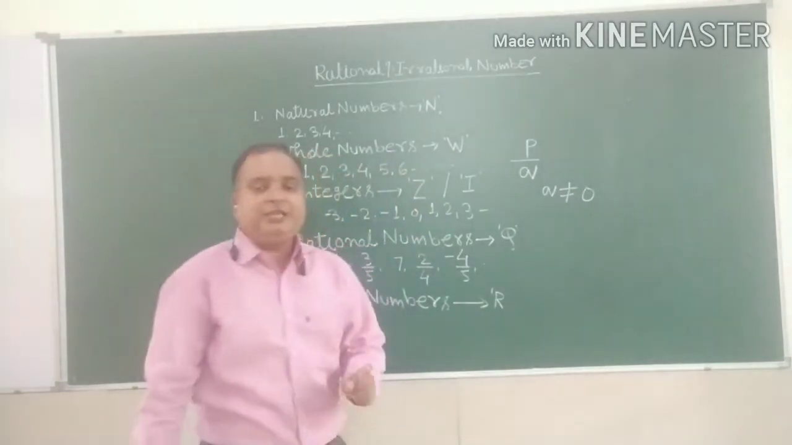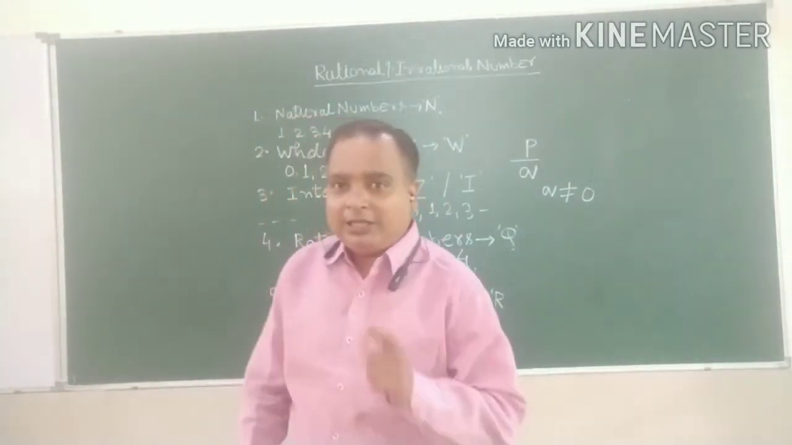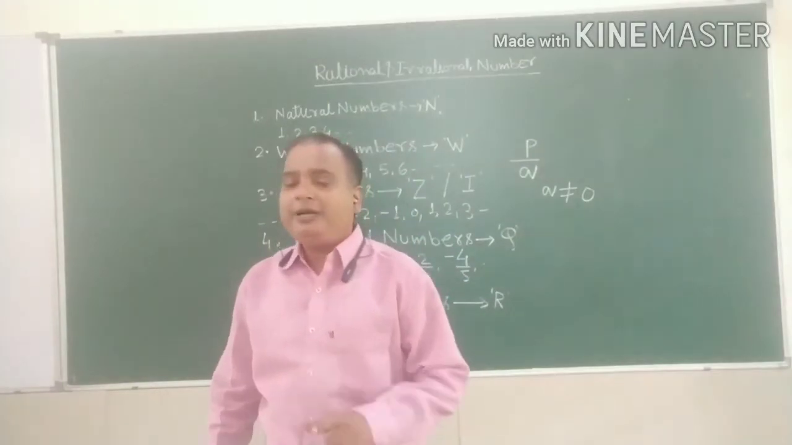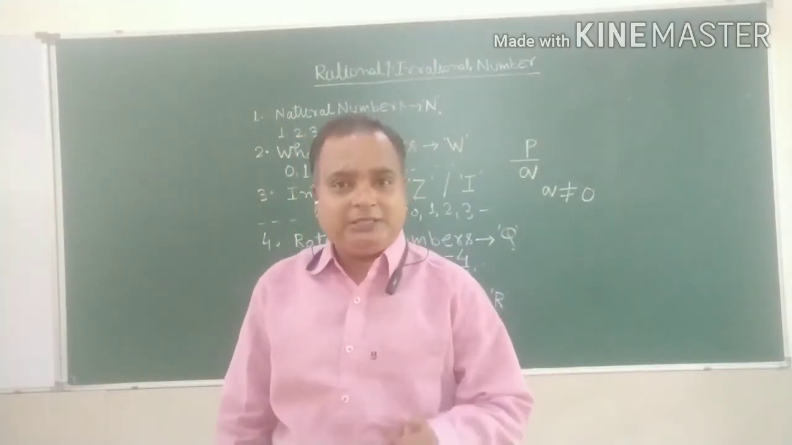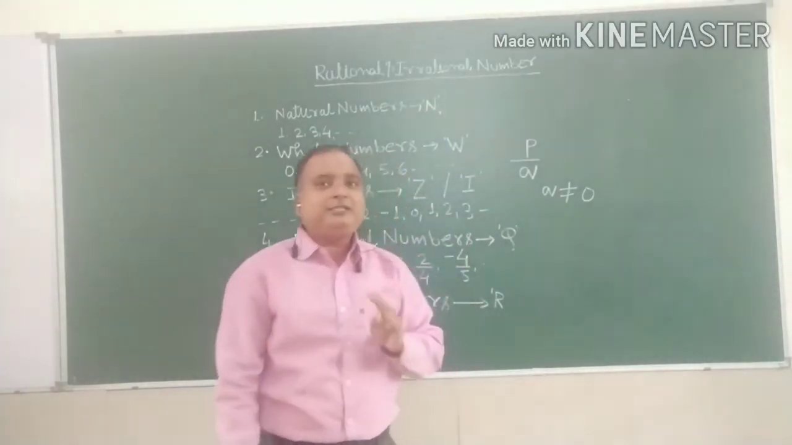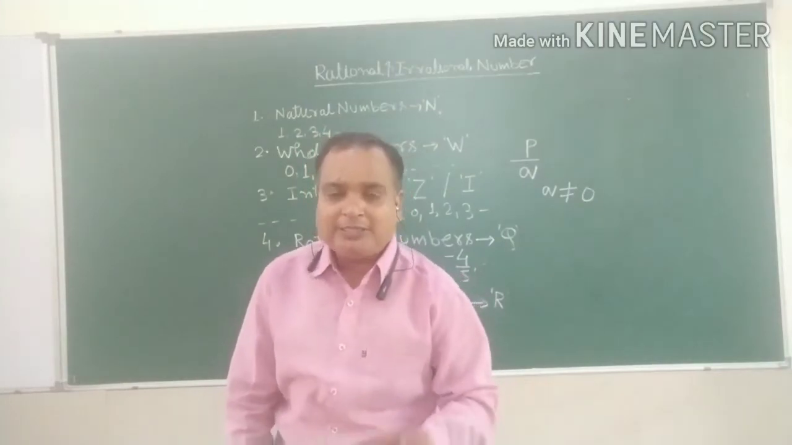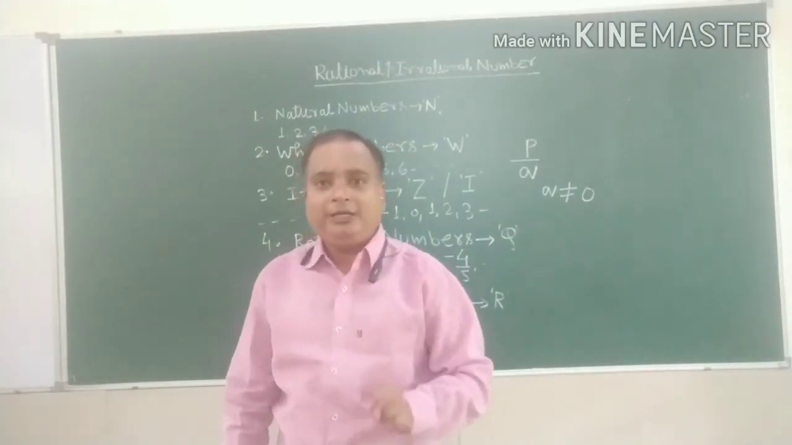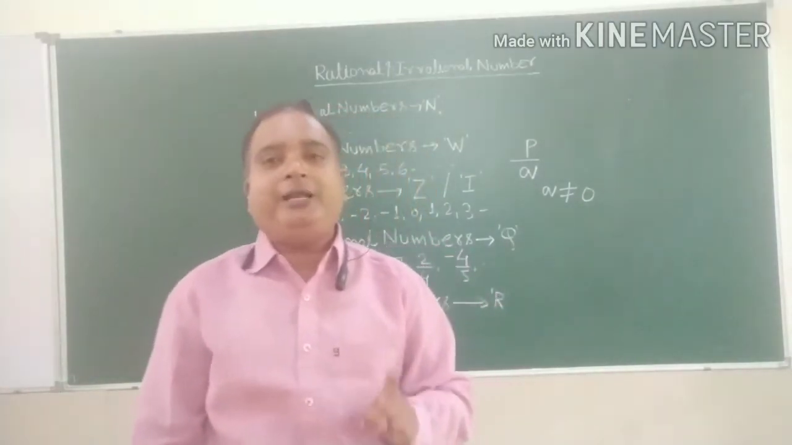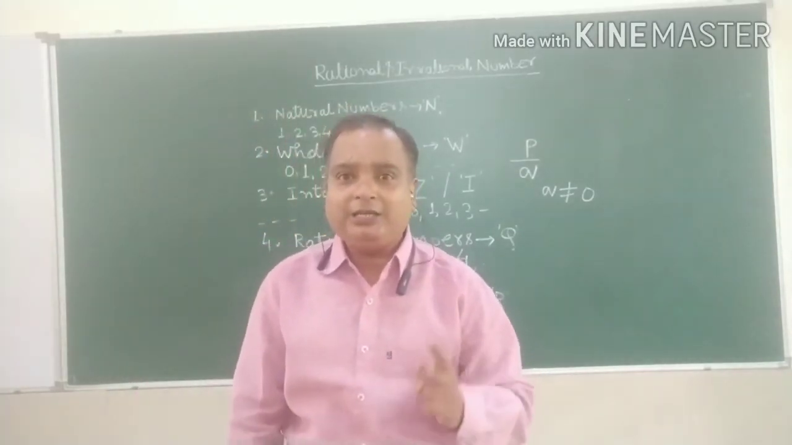The condition that q is not equal to 0 means in a rational number, the numerator may be 0, but the denominator cannot be 0. And the numerator and denominator should be in simplest form. What is the meaning of simplest form? Simplest form means the numerator and denominator should have only 1 as a common factor. Then we can say the number is a rational number.